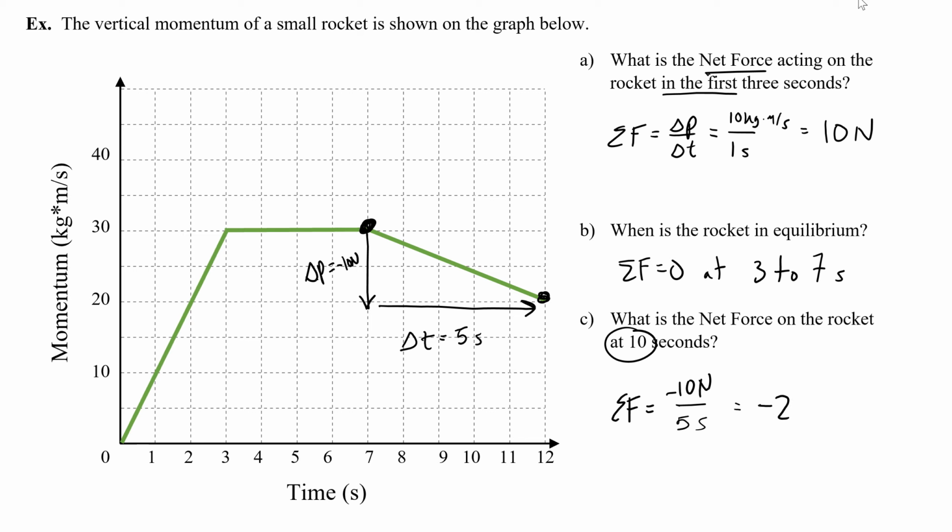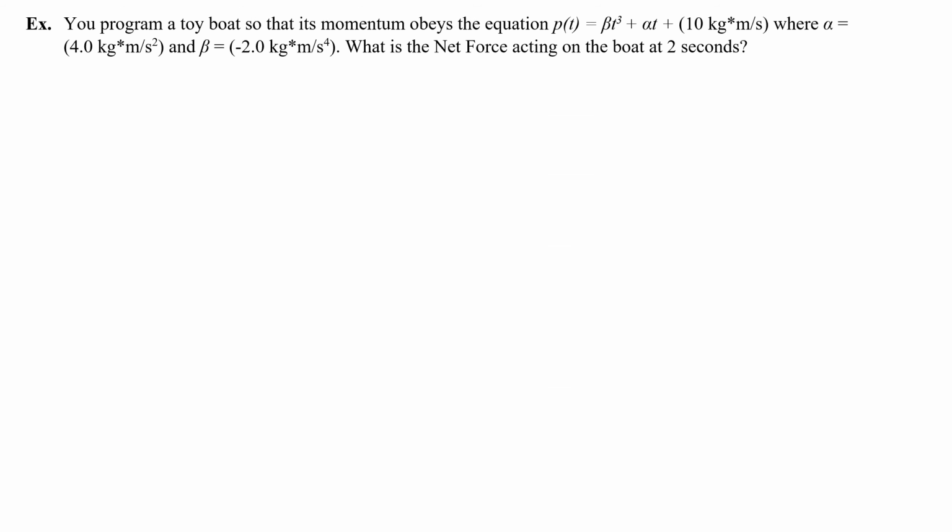And actually, I wrote the units wrong. Our y is kilogram meters per second. So kilogram meters per second over seconds gives me kilogram meters per second squared again, or you could call that newtons. Okay, so now we know that the net force at that section is negative 2 newtons. All right, now let's try a problem where we have to find the derivative.